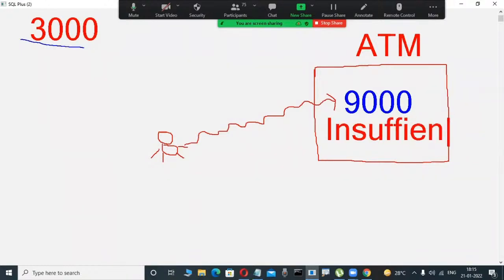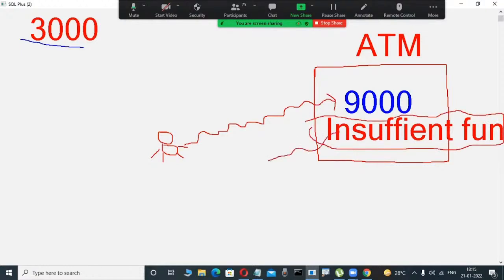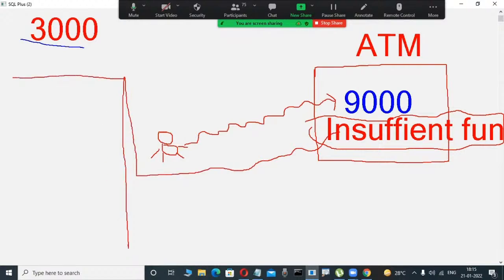Why? Because here your balance is low, 3,000, but you are trying to withdraw more than 3,000, that is 9,000, 8,000, 7,000 like that. How is it possible? In that case only, the insufficient funds message will be displayed. But how is this message possible? Does the ATM center know? No. Actually, some software engineers write the coding, that is important.